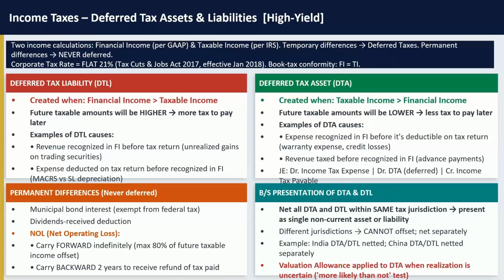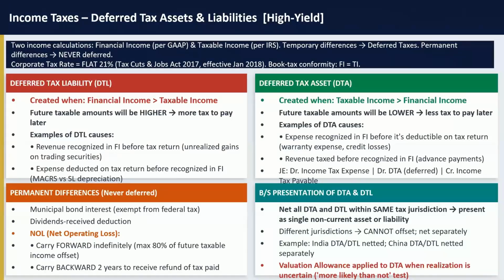When it comes to permanent differences, there are some incomes in the US which are not taxed at all. Suppose you are investing in government bonds that are tax exempt. You need not pay any tax on the interest that you are receiving. And for dividends also, there are some criteria. If the criteria are met, dividends are also not taxed. Such differences are called permanent differences. You are not at all considering that for your taxable income calculation, but in your financial income, you are considering that.